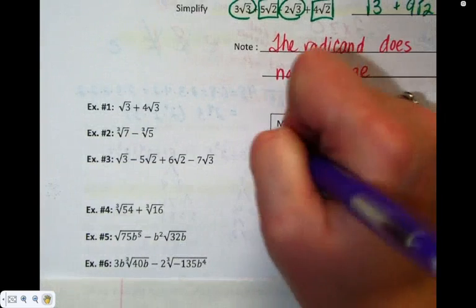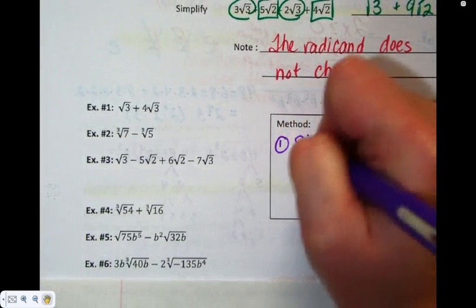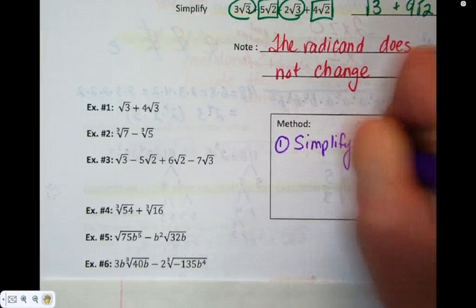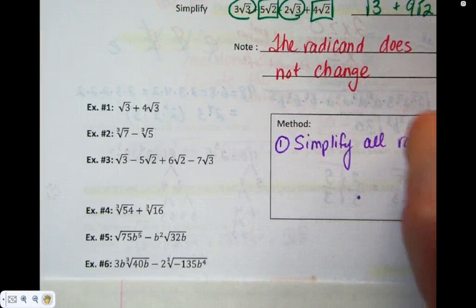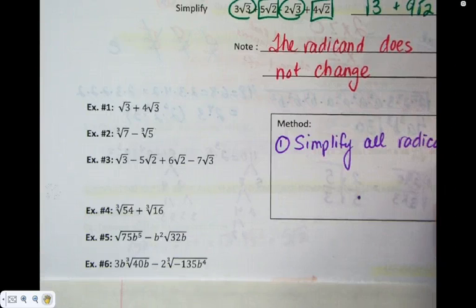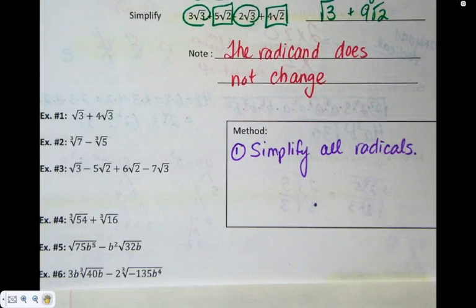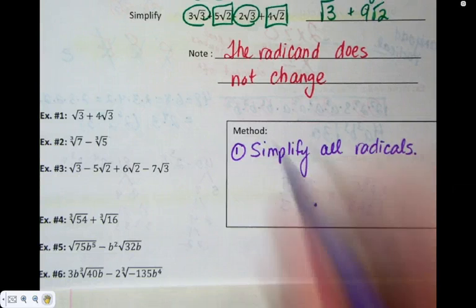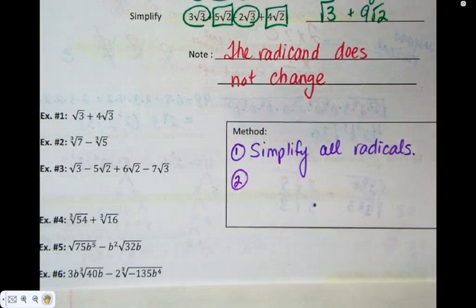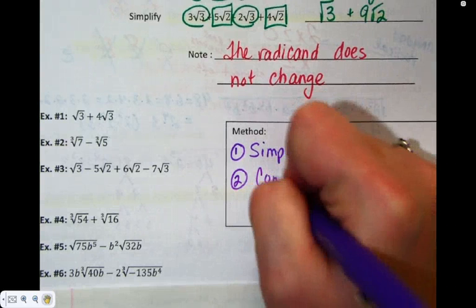Method number 1. Simplify all radicals. Whoops. That's why we practiced simplifying yesterday, because it's step 1 of this. Number 2, combine like radicals.